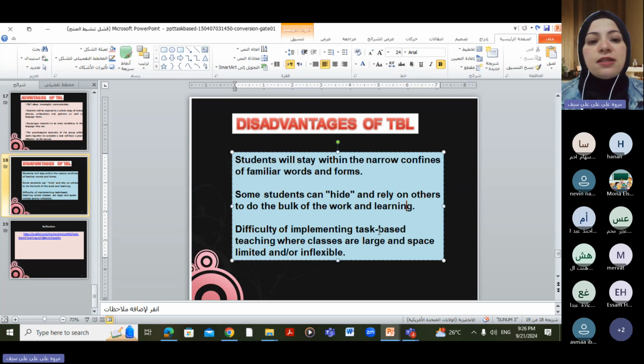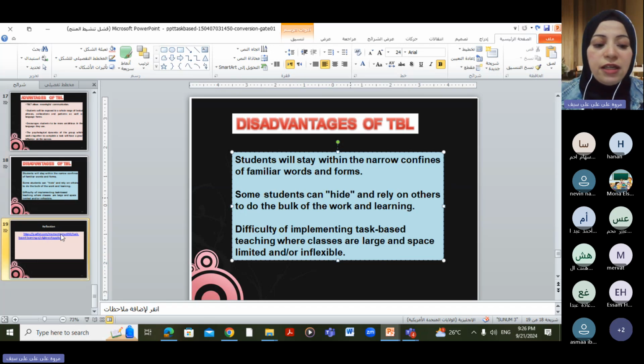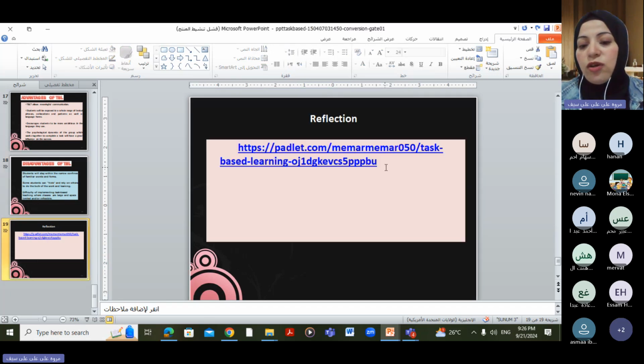So far we have already presented the task-based learning approach, the framework, why it is important, some information about it, some concepts related to it, some examples of techniques or activities that we do with our students to be on the track of the task-based learning approach. Now it's your turn to undertake a kind of reflection on what you have learned today.